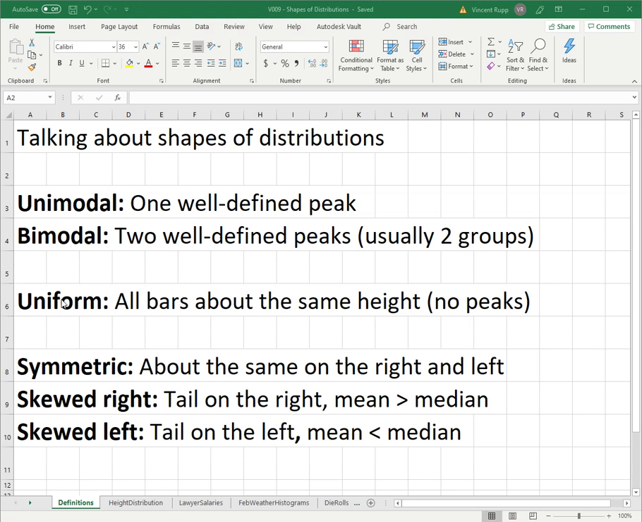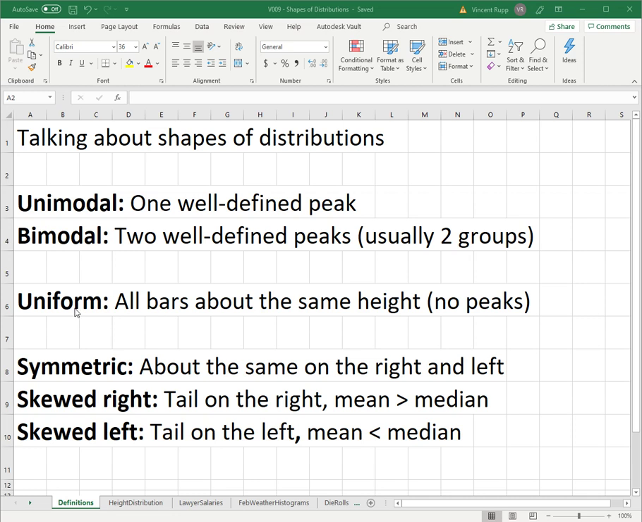A uniform distribution has all the bars about the same height. In other words, it has no well-defined peaks. So be careful, these words are sort of similar, unimodal versus uniform. But remember, think about unimodal meaning one mode or high point, bimodal meaning two high points. Uniform, I don't know where that one comes from, but it's different.